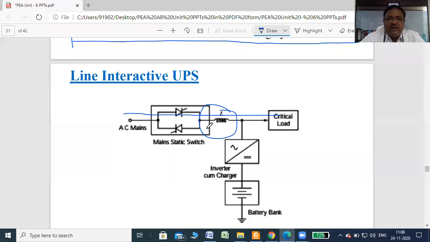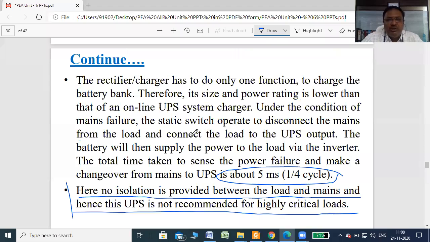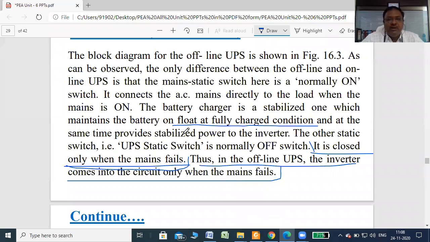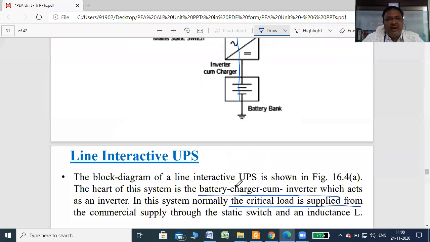So in the line interactive UPS, compared to the online and offline UPS, only one inductor is added here. You can see here the switch and an inductor. This inductor acts as a filter, so it blocks any high voltage or high current spikes and directly feeds the critical load. At the same time, this is given to the inverter cum charger which charges the batteries.